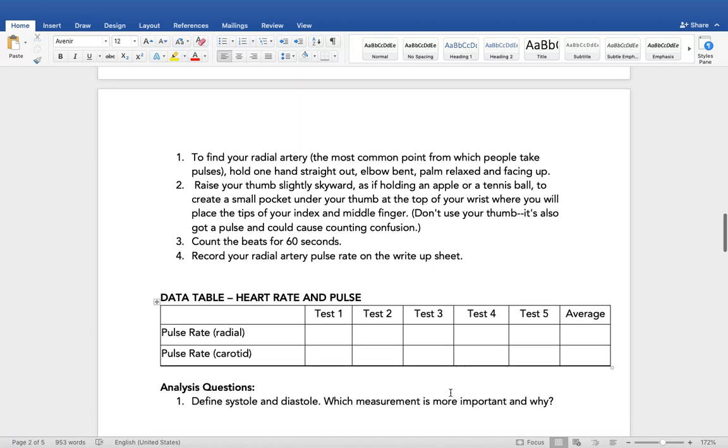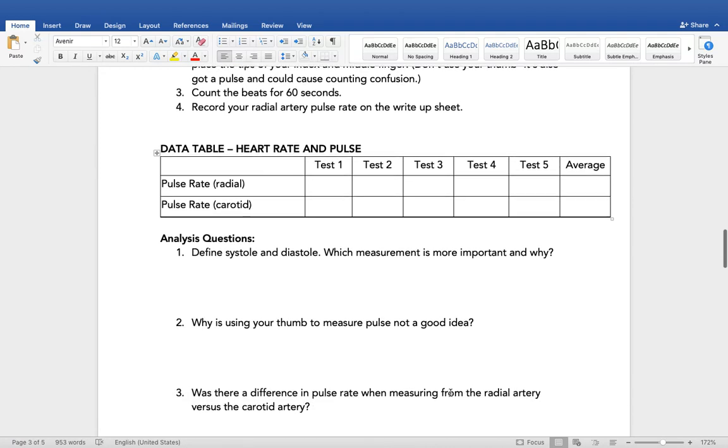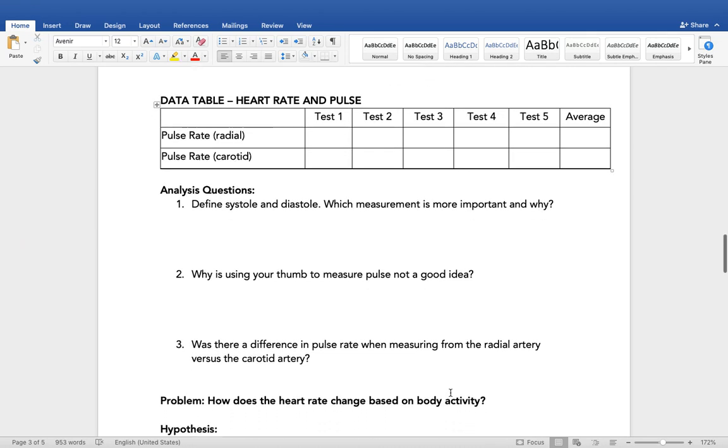And then you'll complete a few analysis questions. You're asked to define systole and diastole. Which measurement is more important and how come? Why do we not want to use our thumbs to measure pulse rates? And this is just analyzing your data. Did you notice a difference in pulse rate when measuring from your radial versus the carotid artery? If so, why do you think so?